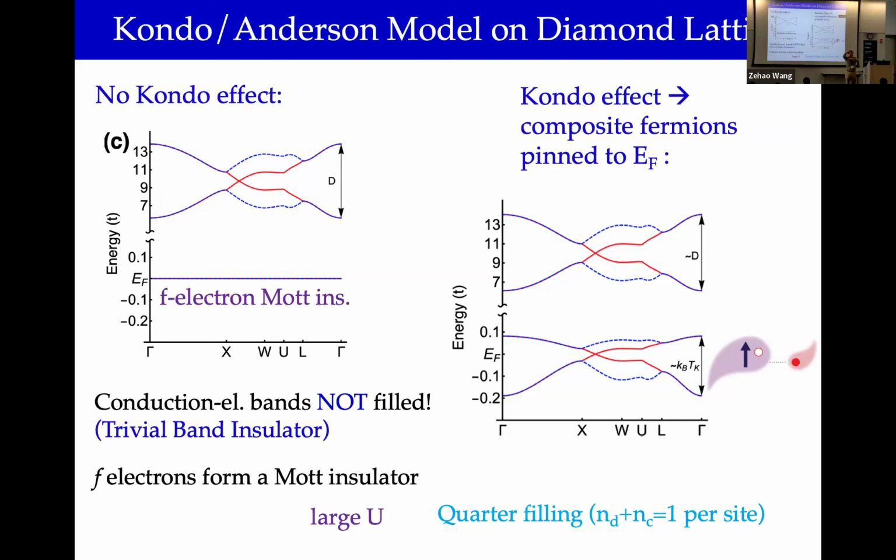It's the formation of the Kondo singlet that creates these composite fermion excitations, and these excitations have the energy spread of kBTK, which is 3 orders of magnitude smaller than the usual bare bandwidth, and they are pinned to the Fermi energy. They don't have a choice, because these are low energy excitations. Okay. So I want to make a point that they are pinned near the Fermi energy.